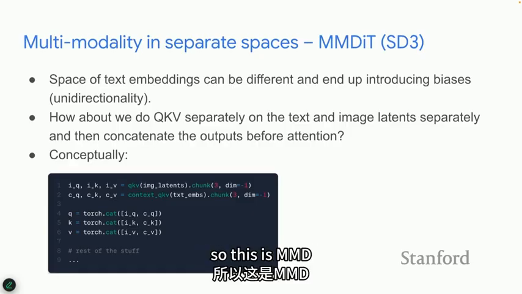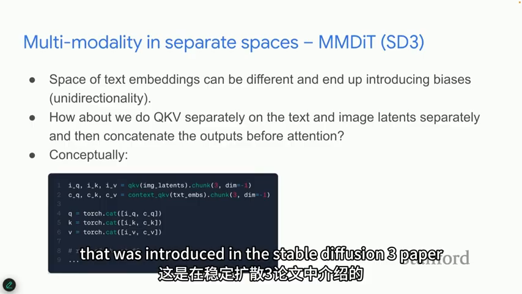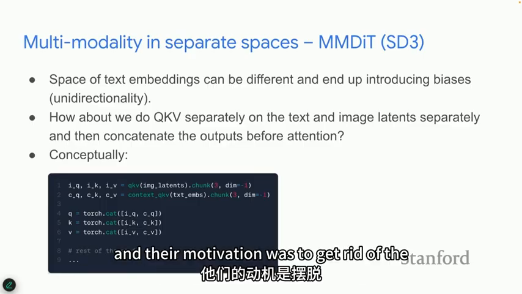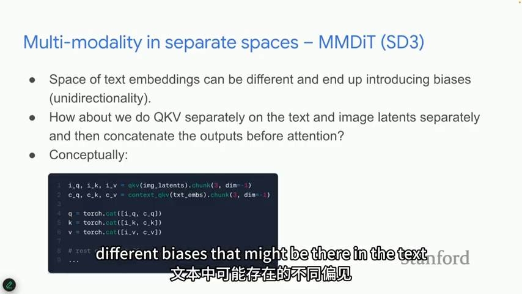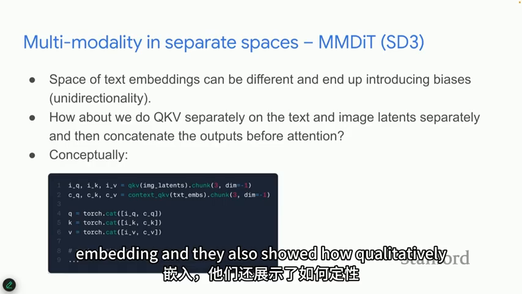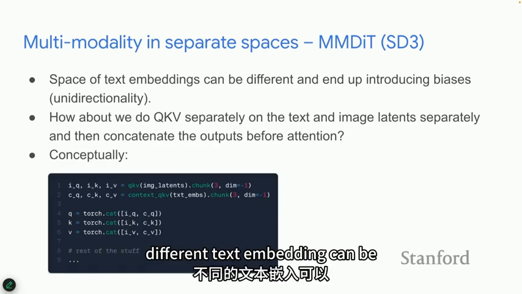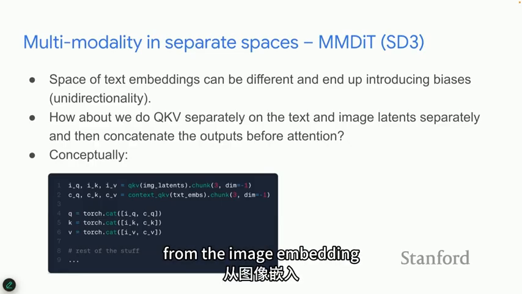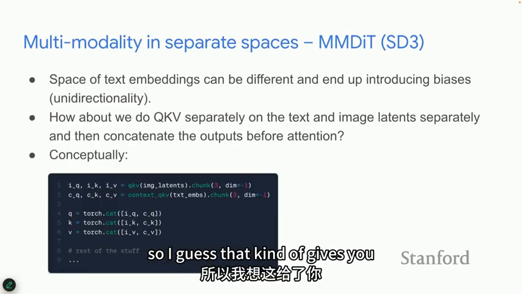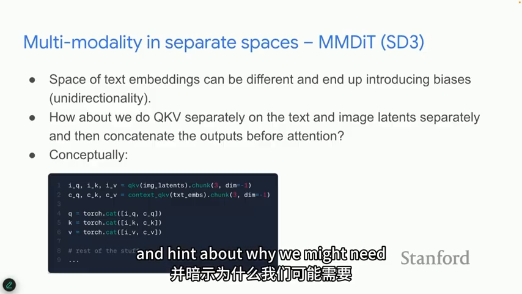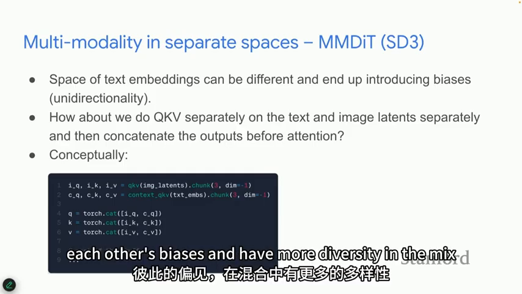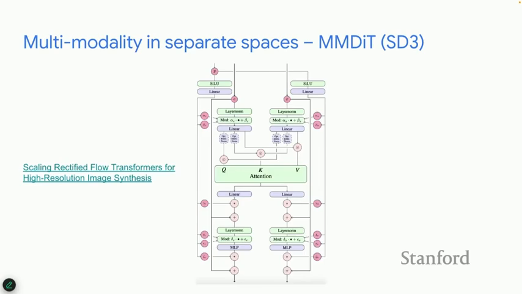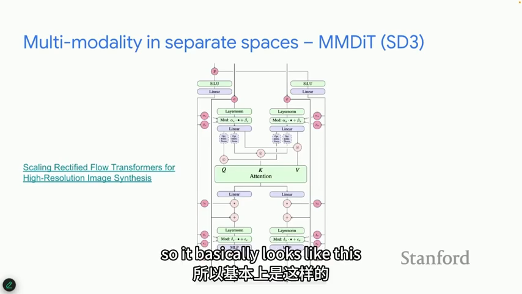So this is MMDiT that was introduced in the Stable Diffusion 3 paper. And their motivation was to get rid of the different biases that might be there in the text embeddings. And they also showed how qualitatively different text embeddings can be from the image embedding. So I guess that gives you a hint about why we might need different embeddings, to not end up inheriting each other's biases and have more diversity in the mix. So yeah. So it basically looks like this.